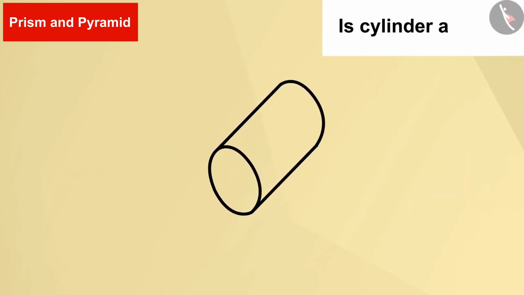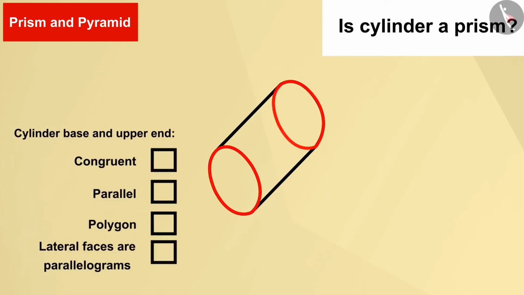Is cylinder a prism? Let us discuss this. Its base and upper ends are circles and parallel to each other, but the ends of the cylinder are curved, that is, it is not a parallelogram. Therefore, it is not a prism.